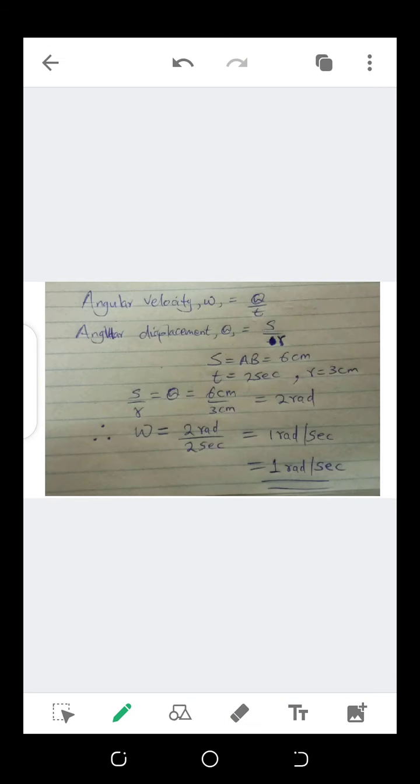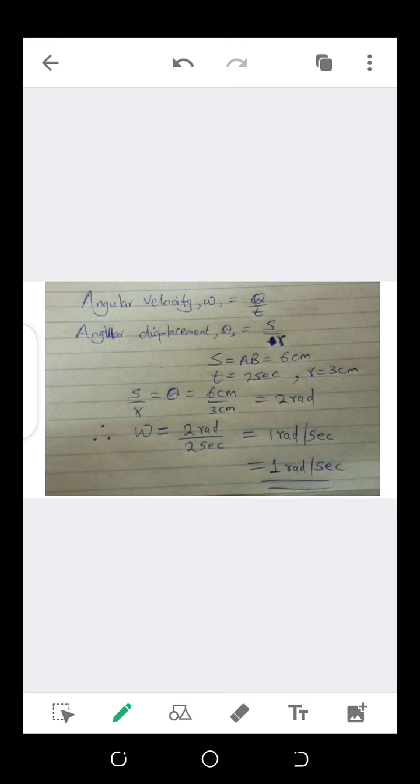Now we have S and R is 3 centimeters, so theta equals S over R, that is 6 centimeters over 3 centimeters. Since they are both in centimeters, there's no need to change to SI units. Somebody may ask why we don't change to meters. No need, because centimeter and centimeter cancel, so we get 6 over 3, which is 2 radians. Remember, the SI unit of angular displacement is the radian. That's what I'm stressing.